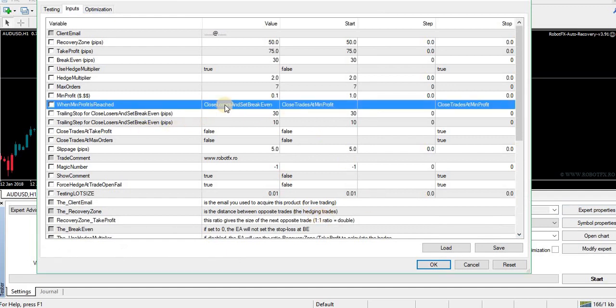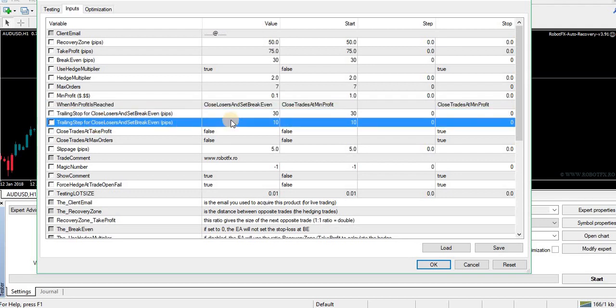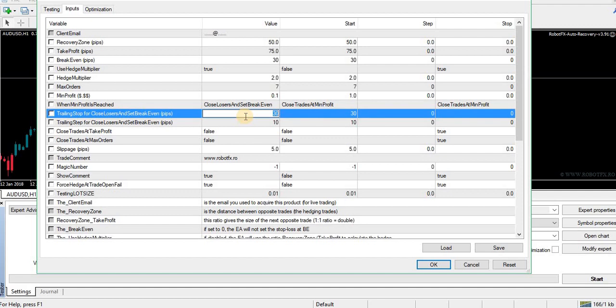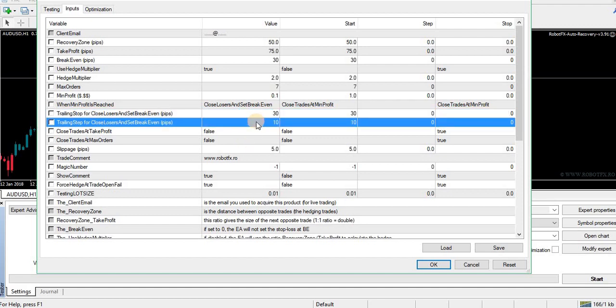And that was the close losers and set break even. And we have the option to set a trailing stop and a trailing step for this option only. Trailing stop for close losers and set break even. And then the trailing step.